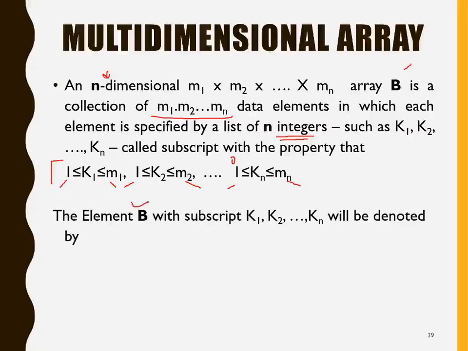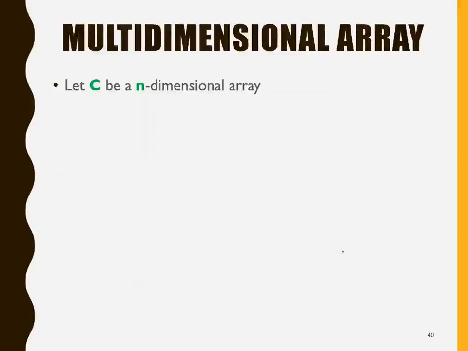An element of b with the subscript values k1 up to kn can be denoted like this. Every element will be represented like this, b[k1, k2, ..., kn]. Similar is the case here, where the name of the array is b.